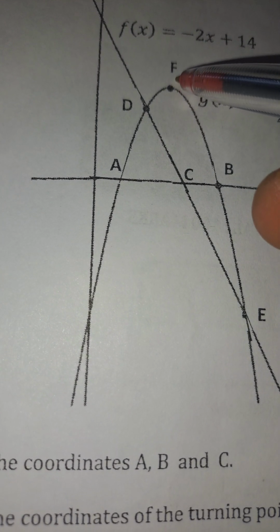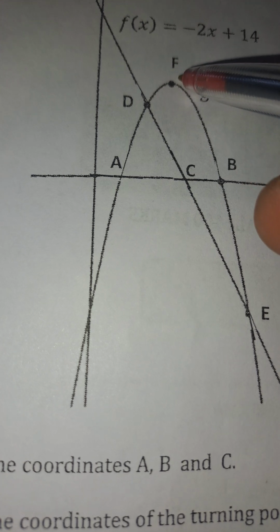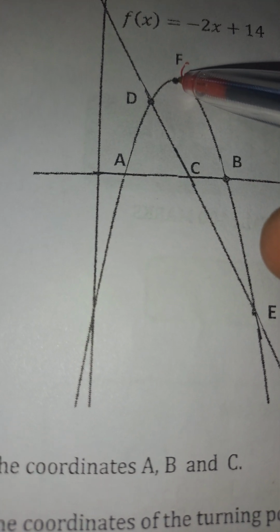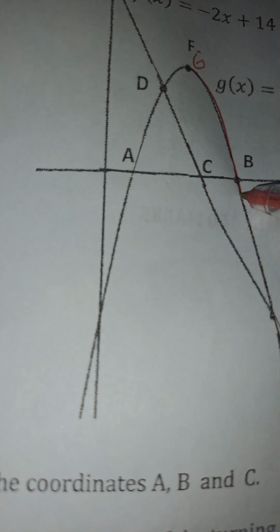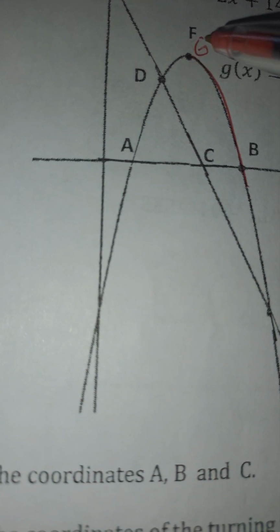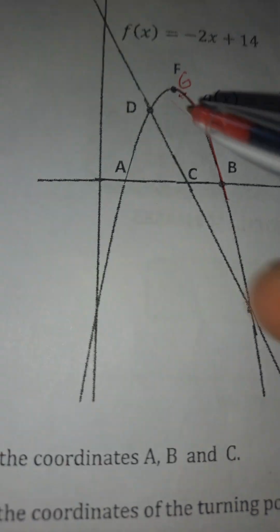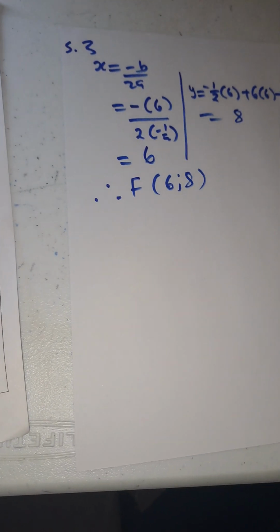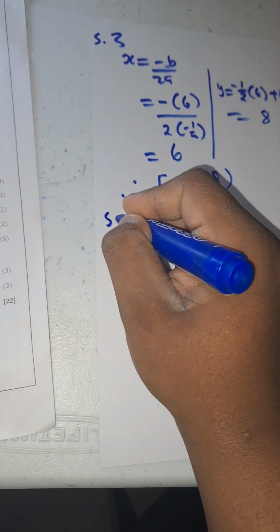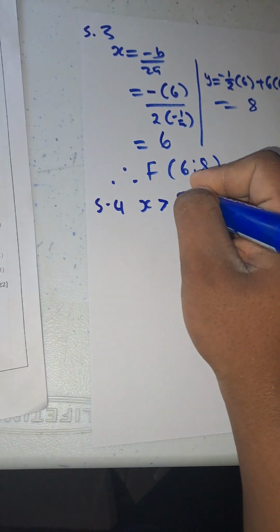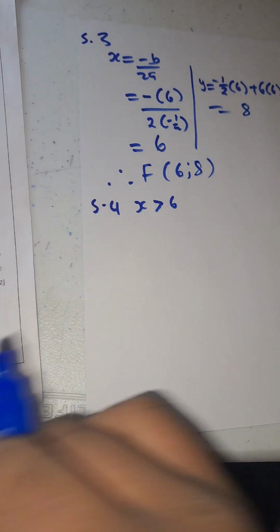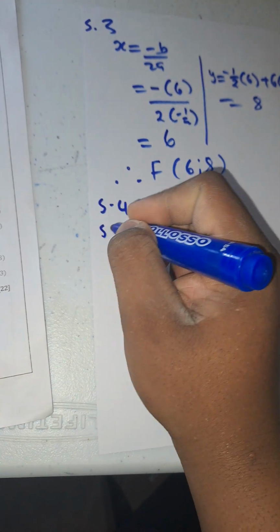So as you can see, the x value for the turning point is 6. But now after this 6, it is decreasing. So it means at the x value of 6, it starts to decrease. Right? So now I'll say x is greater than 6. Okay? Or 6 to infinity.